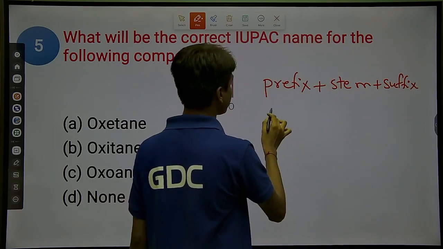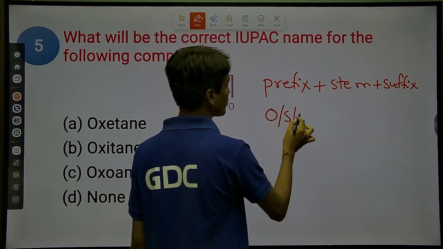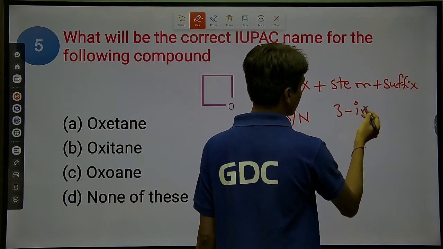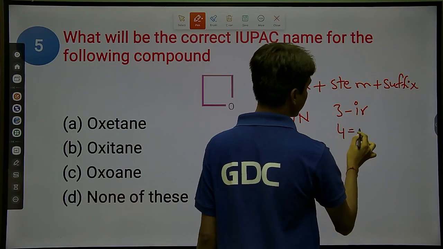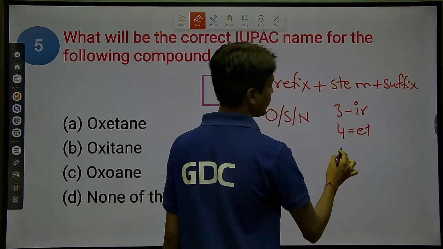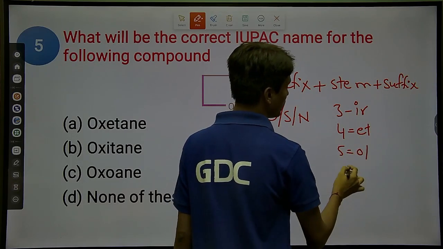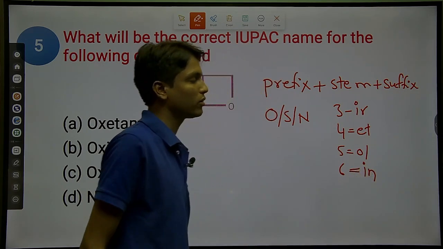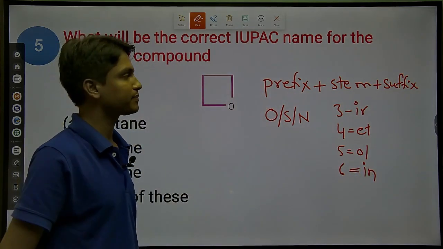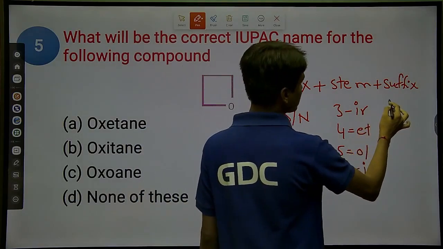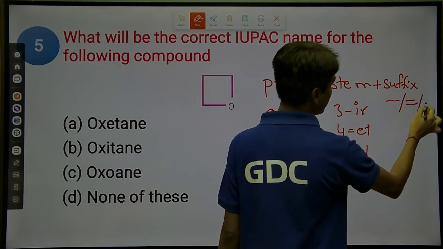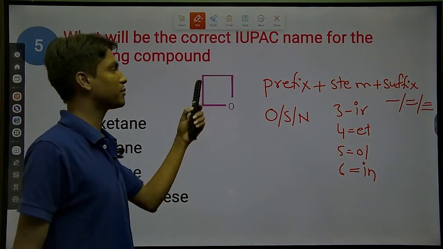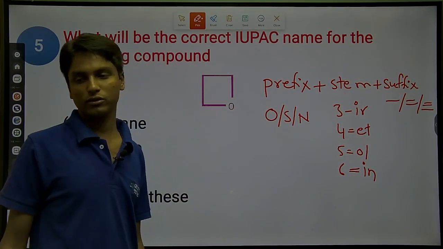So under the prefix, heteroatom, what kind of heteroatom it might be? Under the stem, if it is 3-membered, it is IR; if 4-membered, ET, that is tetra; 5-membered, OL, from pyrrole; if it is 6-membered, IN, from pyridine. Next, the suffix means whether the compound is single bonded, double or triple bonded. These 3 parts can be mentioned for the name of a heterocyclic compound.